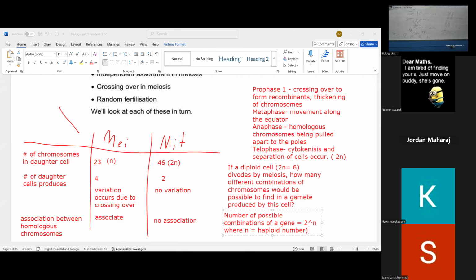Again, this is for meiosis, because remember, in mitosis we're not going to have any recombination or pairing of homologous chromosomes. They'll line up along each other, but they're not going to pair.